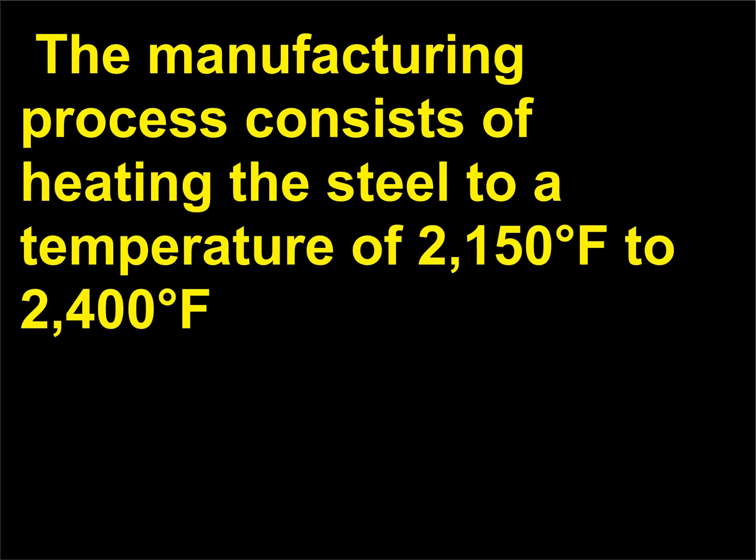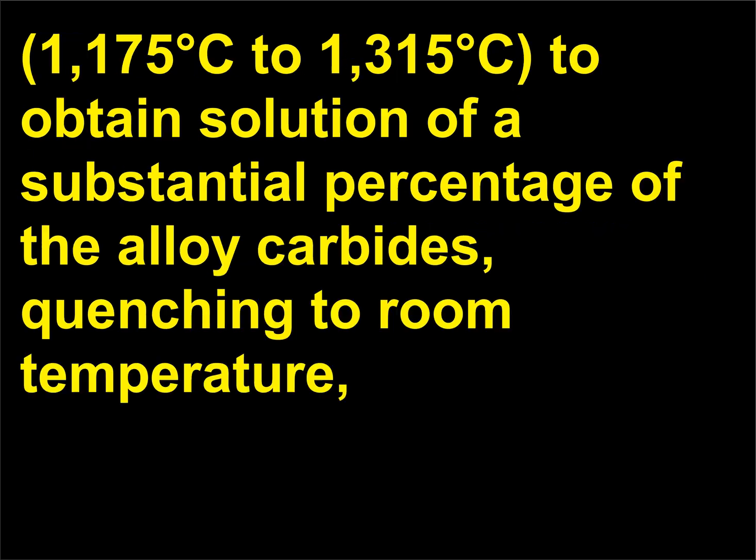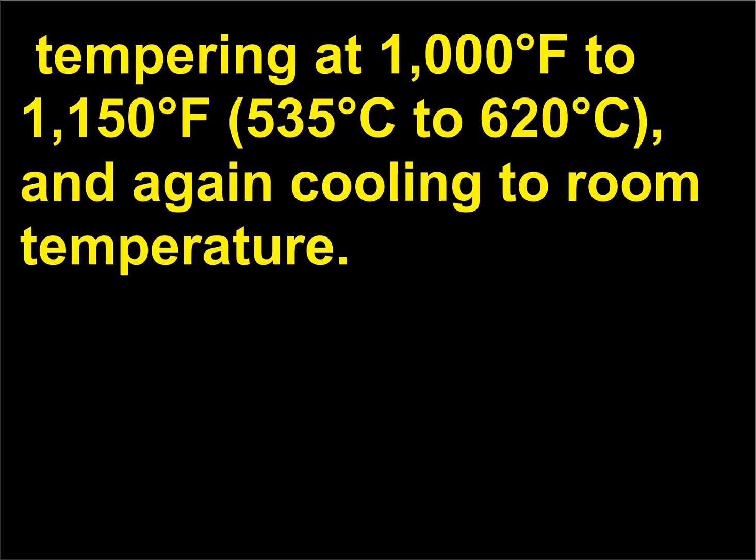The manufacturing process consists of heating the steel to a temperature of 2150 degrees Fahrenheit to 2400 degrees Fahrenheit, 1175 degrees Celsius to 1315 degrees Celsius, to obtain solution of a substantial percentage of the alloy carbides, quenching to room temperature, tempering at 1000 degrees Fahrenheit to 1150 degrees Fahrenheit, 535 degrees Celsius to 620 degrees Celsius, and again cooling to room temperature.